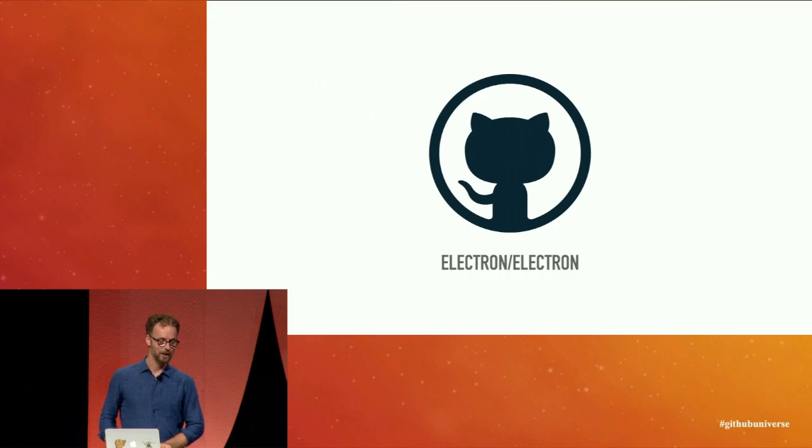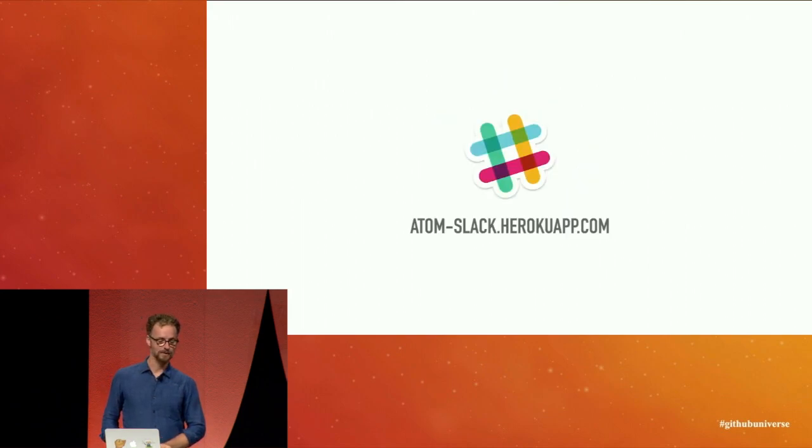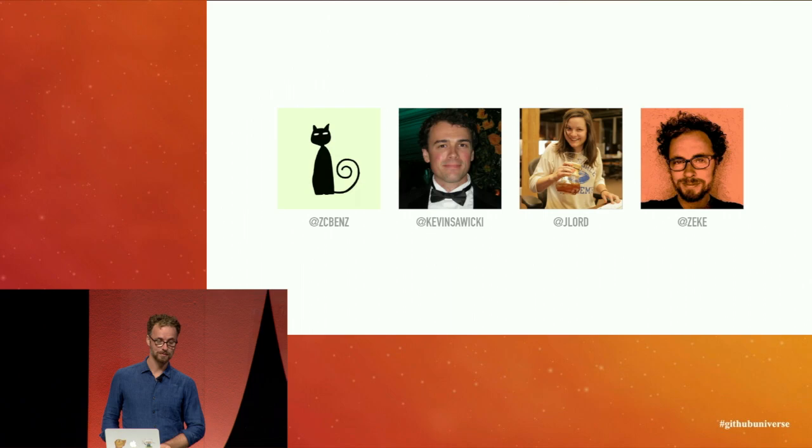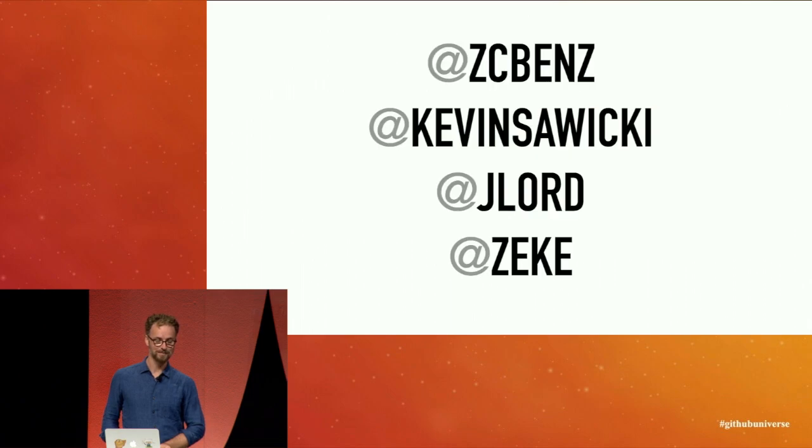Electron is the place to go for the repository, that is github.com/electron, just for filing issues. We have a Slack channel. We have a Twitter account. We have a team. Awesome team. Those are our GitHub handles.